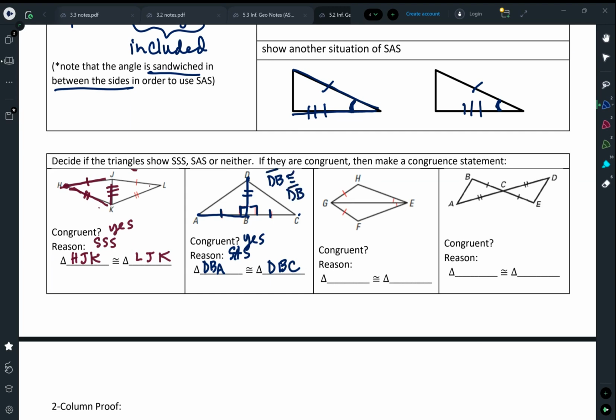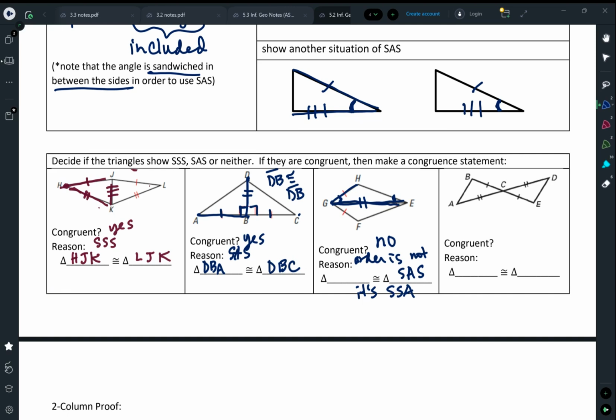All right, on the next one, it looks like I have another side through the middle. It's in two triangles, so it's congruent to itself. But this time what I'm noticing is I don't have an included angle. An included angle would be this angle over here. This angle is not included between the two. And so I do not have side angle side on this one. The order is not side angle side. It's actually side and then angle. So this one's a no.